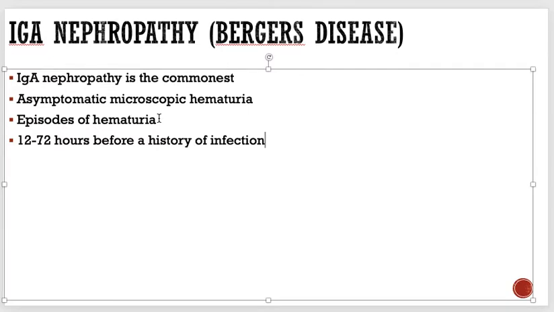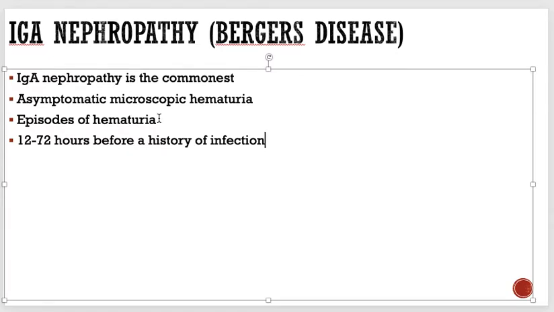So if someone has an upper respiratory tract infection and hematuria within 1 or 2 or 3 days maximum, most likely it is IgA nephropathy. If it is after 7 days or 10 days, it is post-streptococcal glomerulonephritis, okay. Again guys, I am not going to talk about the signs and symptoms again because we have already discussed how nephritic patients present.